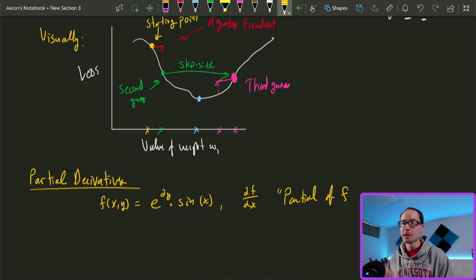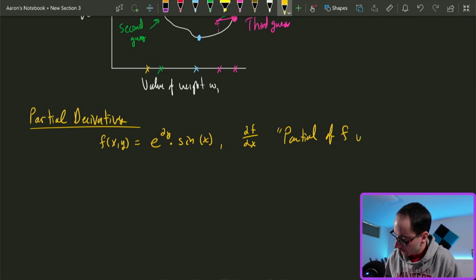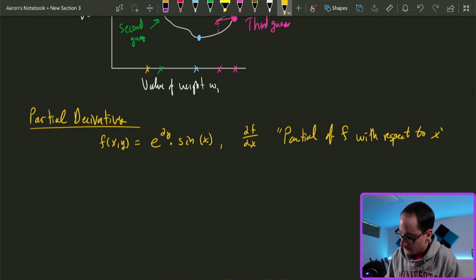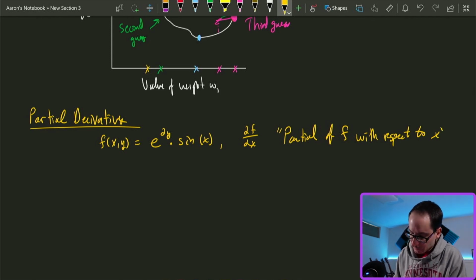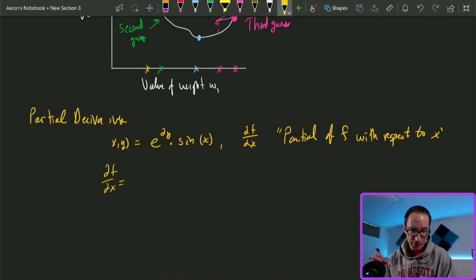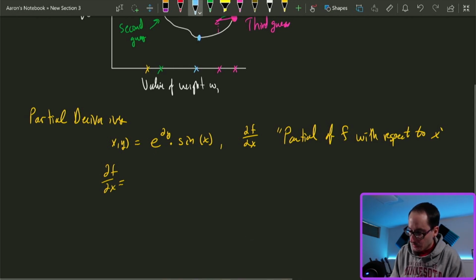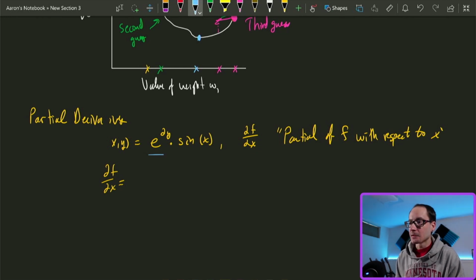I misspoke. We would treat y as constant. Partial of f with respect to x, treat y as constant. So the partial of f with respect to x, if we treat y as a constant, then the e to the 2y term is just a constant that's going to sort of tag along for the ride.